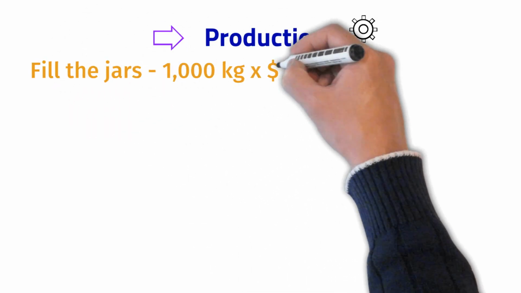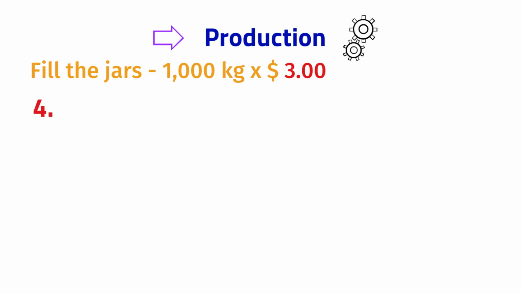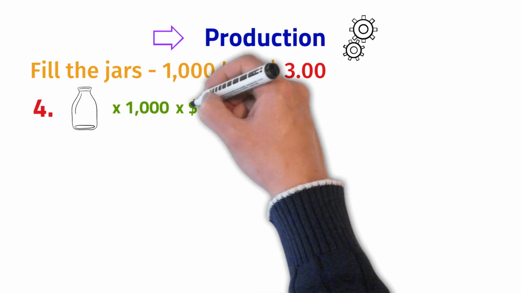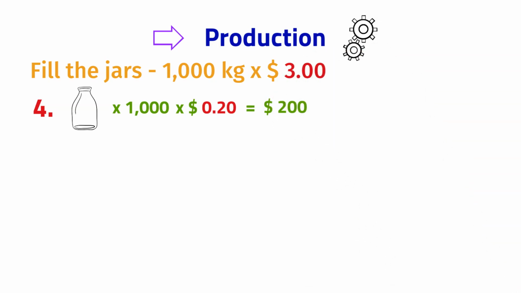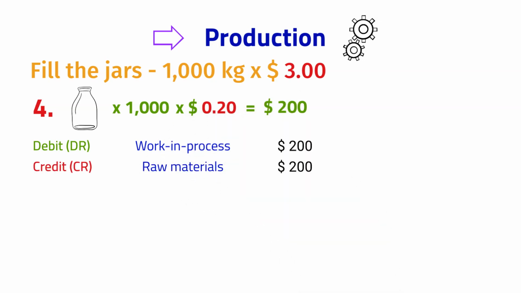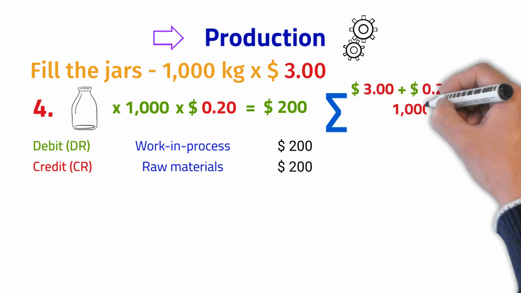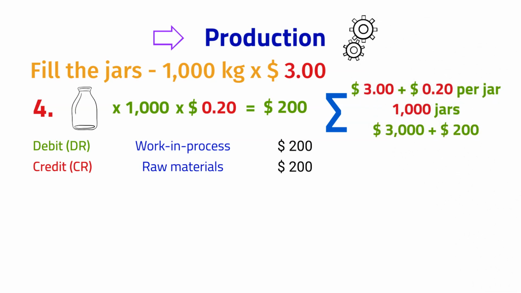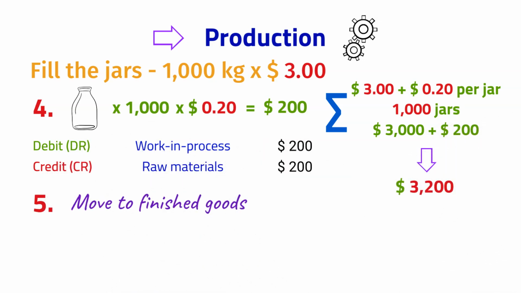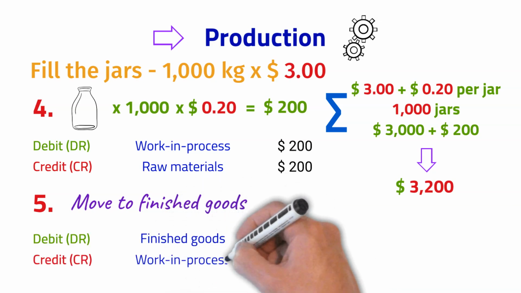Let's say we have fully processed 1000 kilos at $3. Let's put them in jars, 1000 jars, each at cost of 20 cents. First, we increase our WIP by 200 to account for jars. Debit work in process 200, credit raw materials 200. After we are done with putting jam into the jars, we move the completed product from WIP to finished goods. 1000 jars, now at $3.20 each, total 3200. The entry will be: debit finished goods 3200, credit work in process 3200.